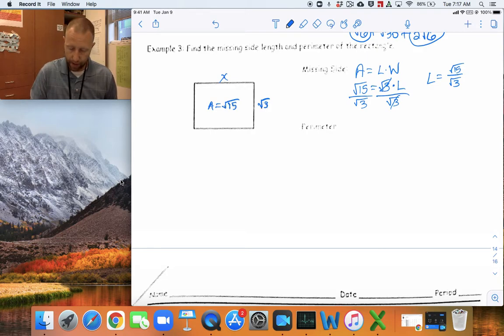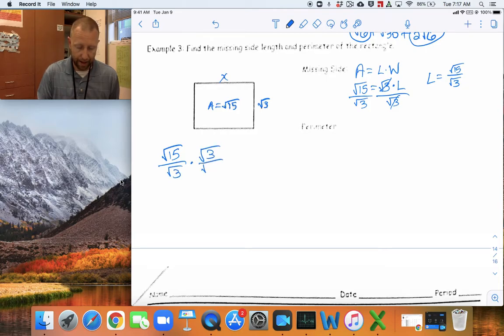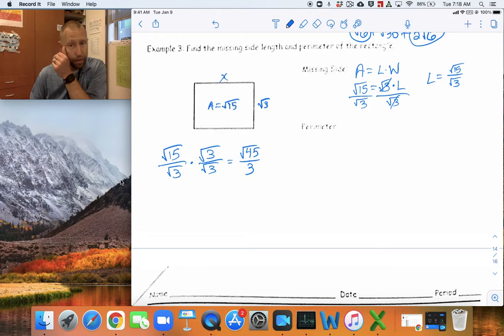I've got radical 15 divided by radical 3. Remember, we have to rationalize the denominator. So I'm going to do that over here. Radical 15 divided by radical 3. First thing I'm going to do is multiply both the top and the bottom by radical 3. So I've got radical 45 over 3. So radical 3 multiplied by itself is radical 9, and the square root of 9 is 3. Okay, now I can simplify that radical 45.